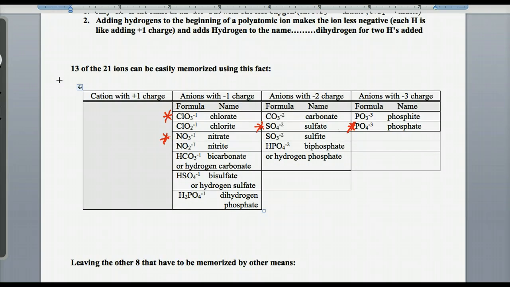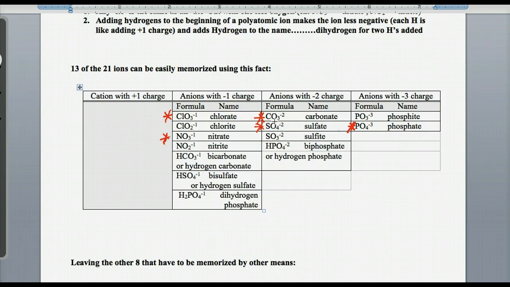Keeping these 4 in mind, I'm actually going to add another one, the carbonate. So now we have 5 altogether: chlorate, nitrate, carbonate, sulfate, and phosphate. Note that carbonate didn't have a carbonite to go along with it. But when you have these 5, we have the ate-ite rule, and then we also have the hydrogen rule when we add hydrogens.